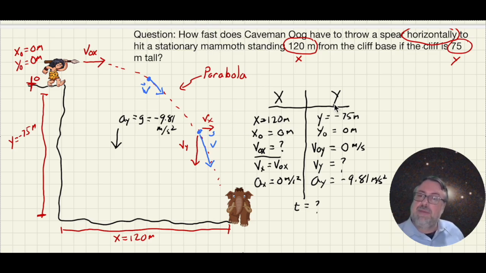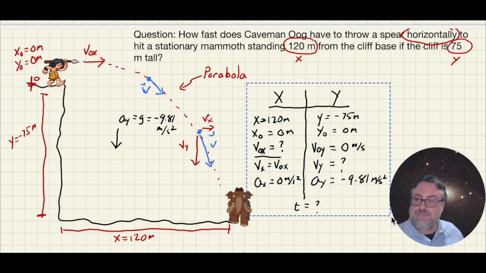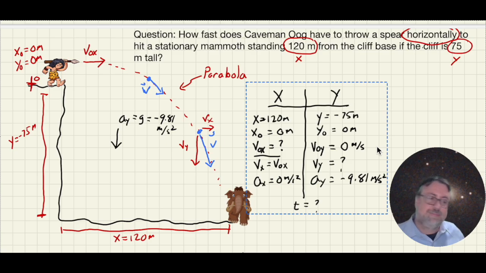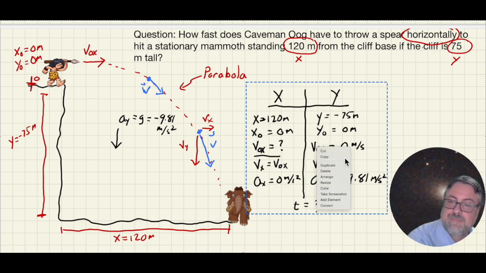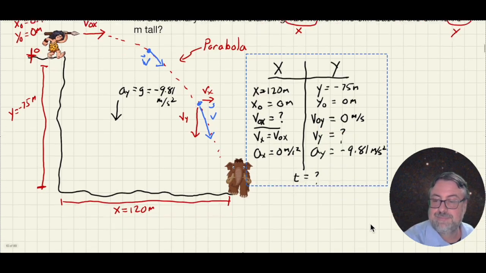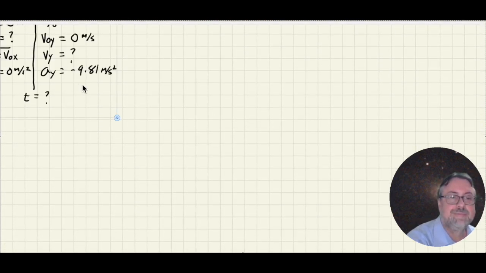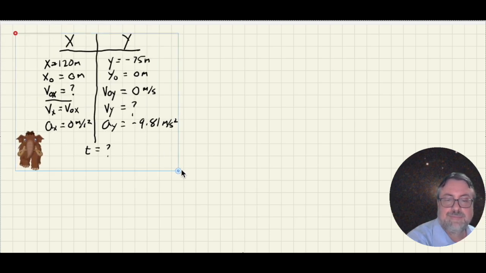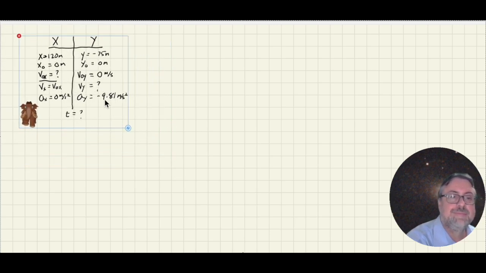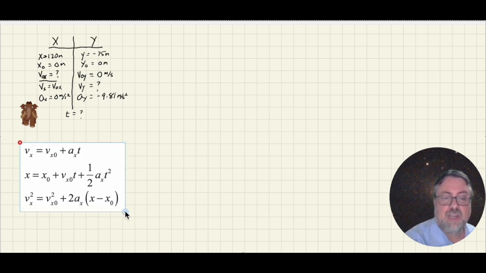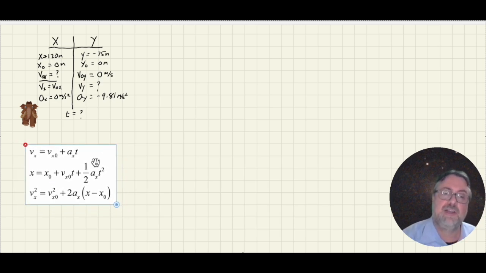Now I'm going to cheat a little bit here. I'm going to highlight my variable table, and I'm going to make a copy so I can use it on the next page. All right, so again, we can use our motion equations from the AP constant sheet. Here are the equations, and they're equally valid in both the x and y direction.